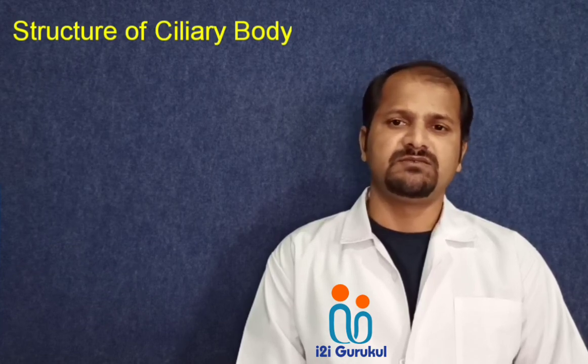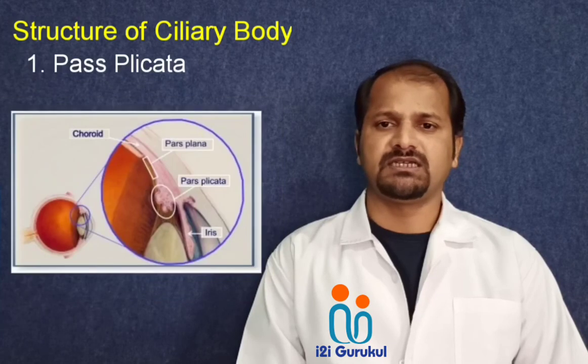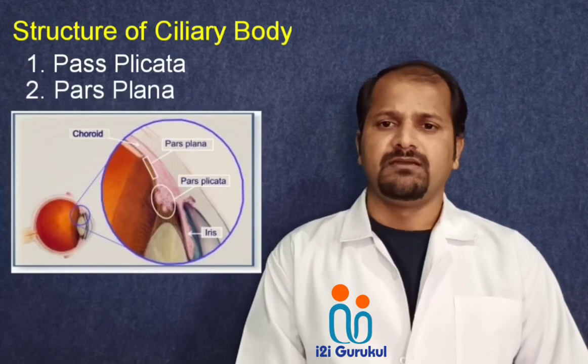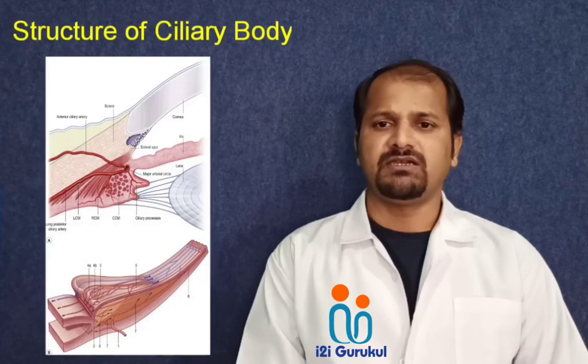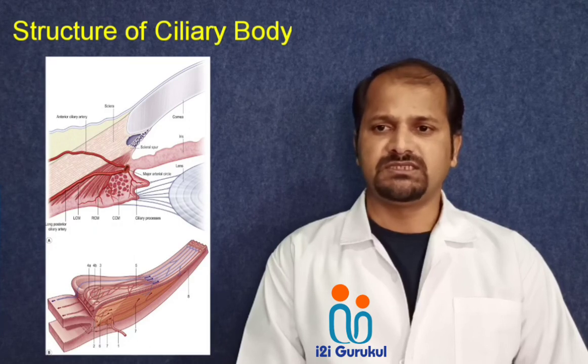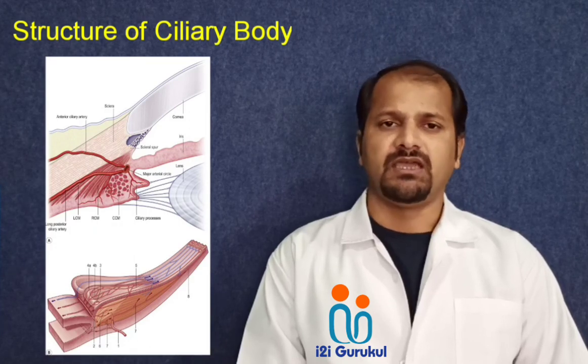The inner surface of the ciliary body is divided into two regions. The first is the pars plicata and the second is the pars plana. Pars plicata, the anterior part, has about 70 plications visible. Microscopically, they have ciliary processes responsible for the production of aqueous humor.